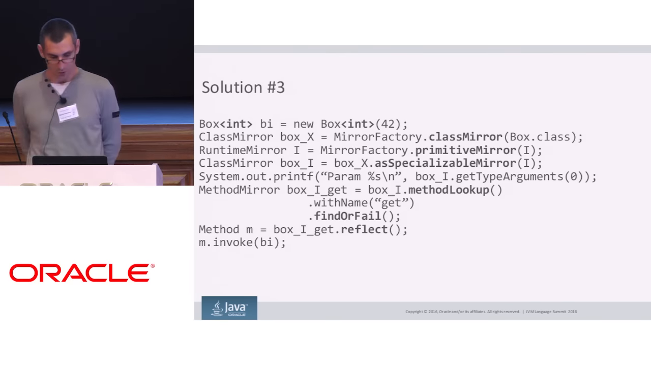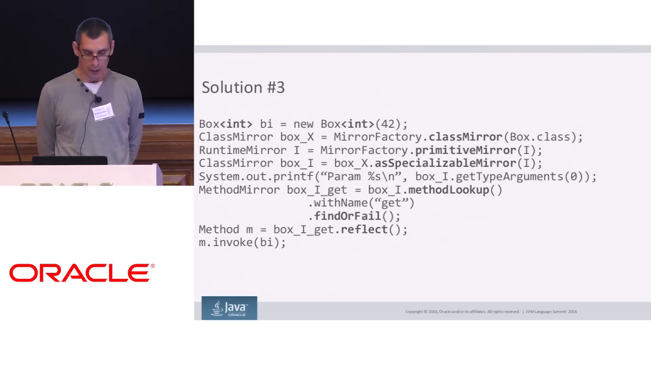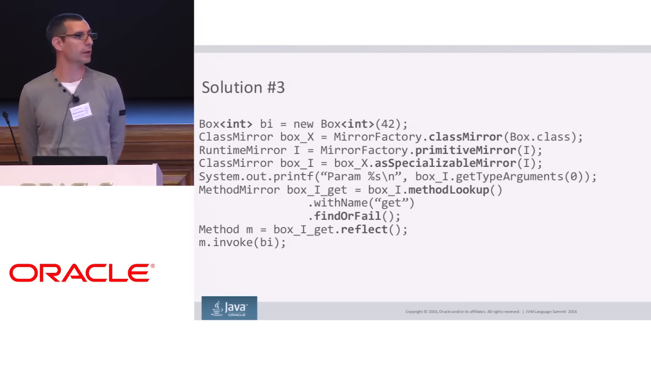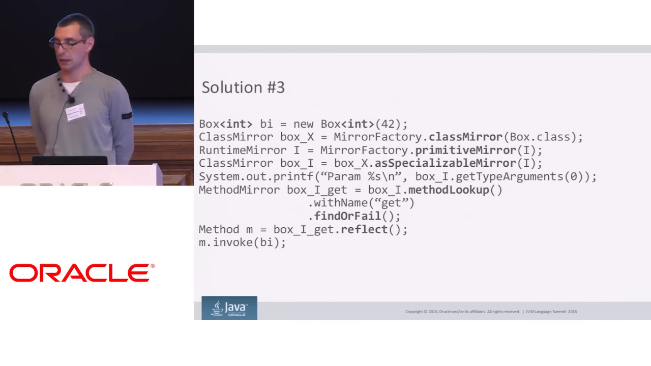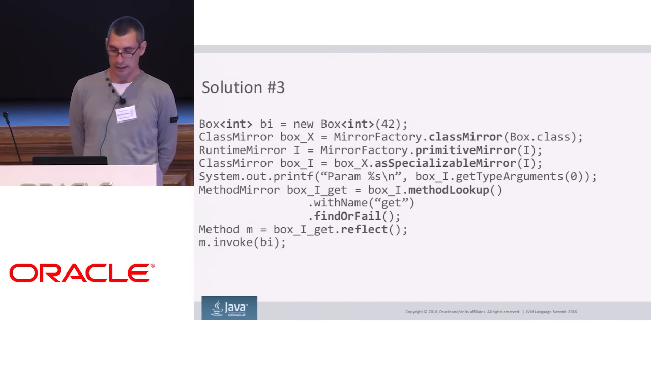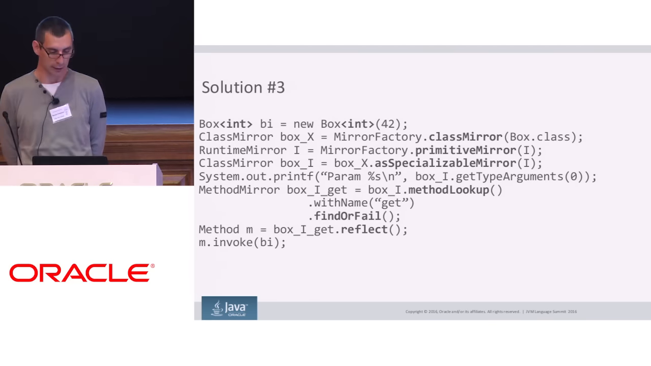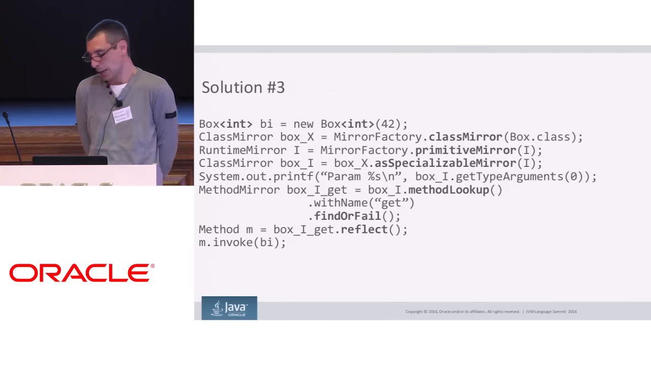This is how the last solution is going to look like. So I have a box of int. I can get the mirror for box of int through my factory. Of course, again, this is very verbose because I don't have any language support for it, but that's fine. Then I can specialize the box of x mirror with int and get a box of int. Then I can inspect the parameters. And as you can see, the lookup now got a lot better. I can just get a method lookup and then filter by name and then call findOrFail. I get my hands on the method, and then I can project it back to a reflective method and call it, or I can project it back to a method handle.